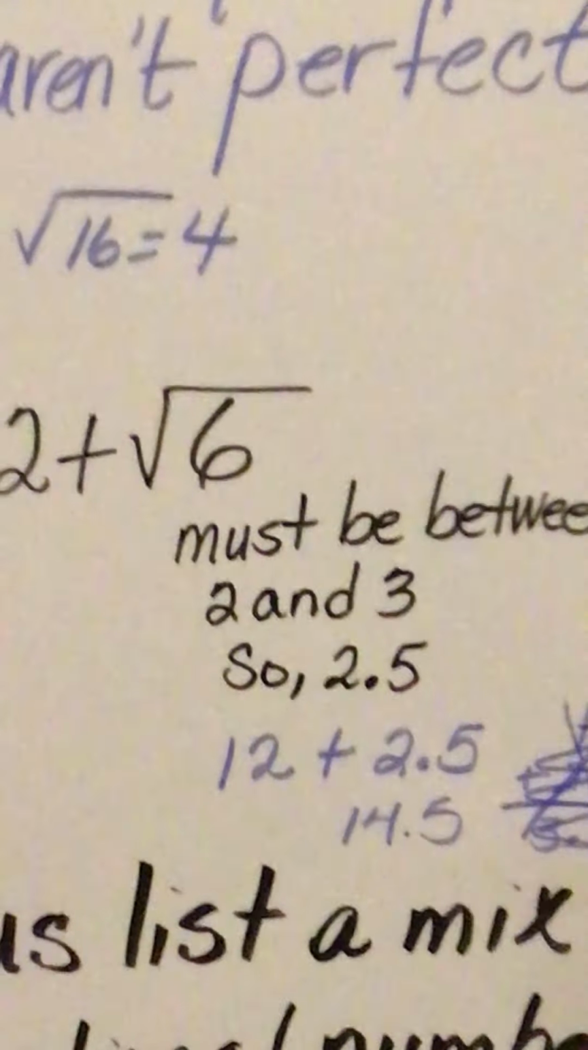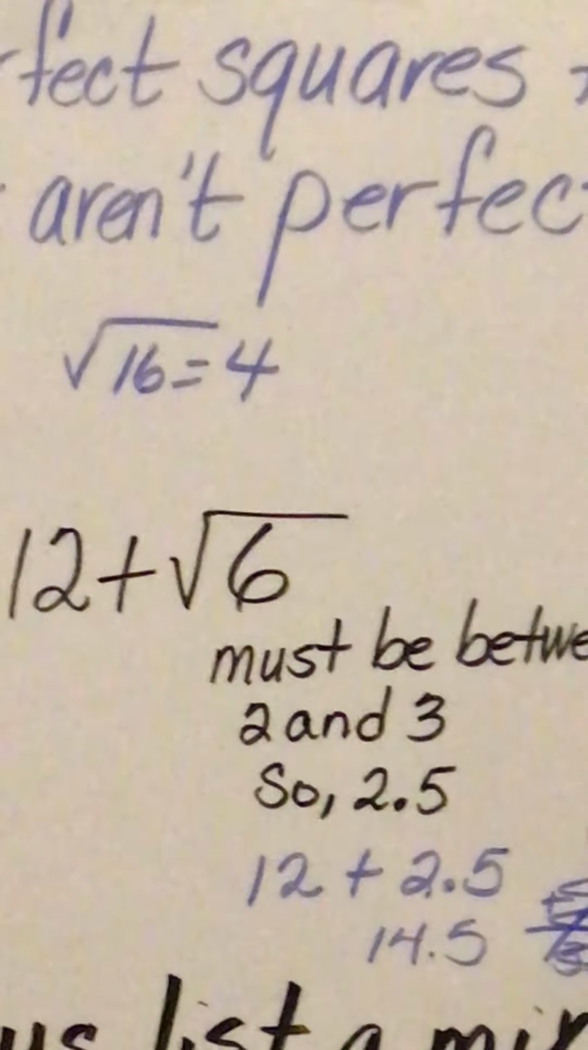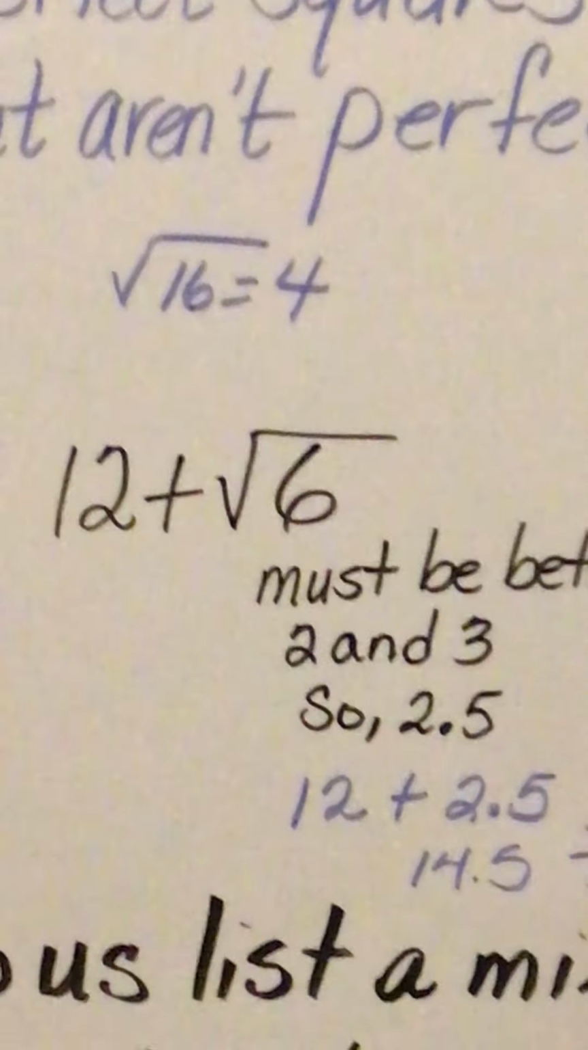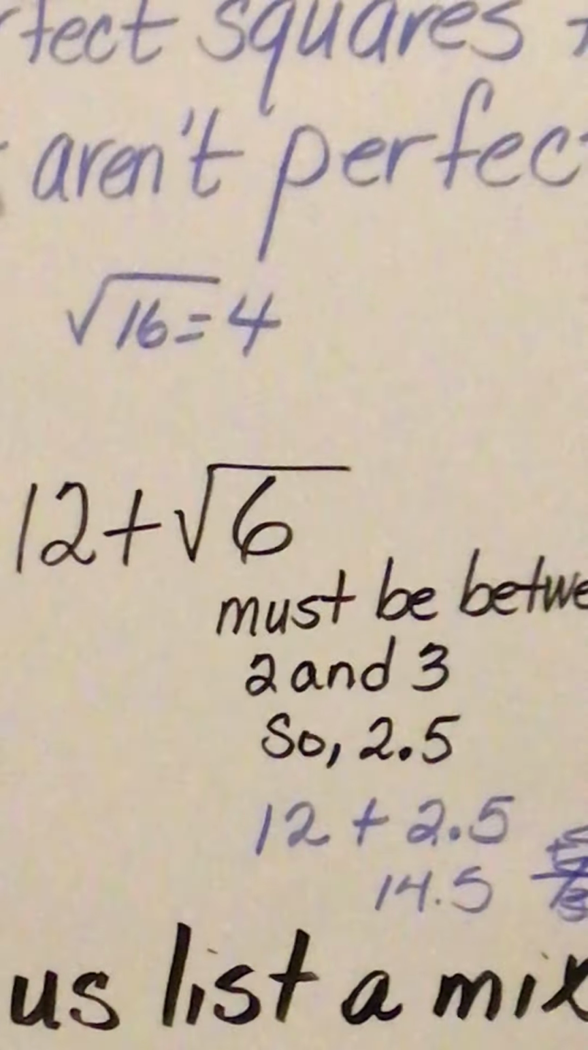But don't always guarantee that that will be the answer. It's best to be able to solve it by working it out. And I'll show you how to do that using your calculators. But the range would probably be right in here. So we're going to say between 2 and 3.